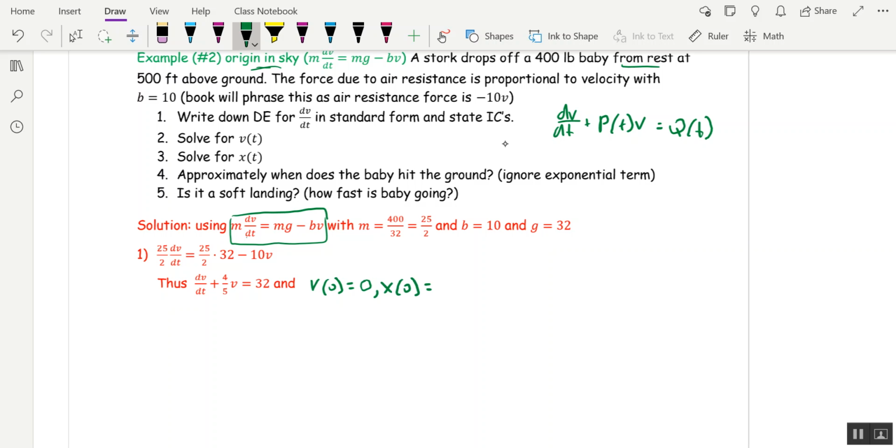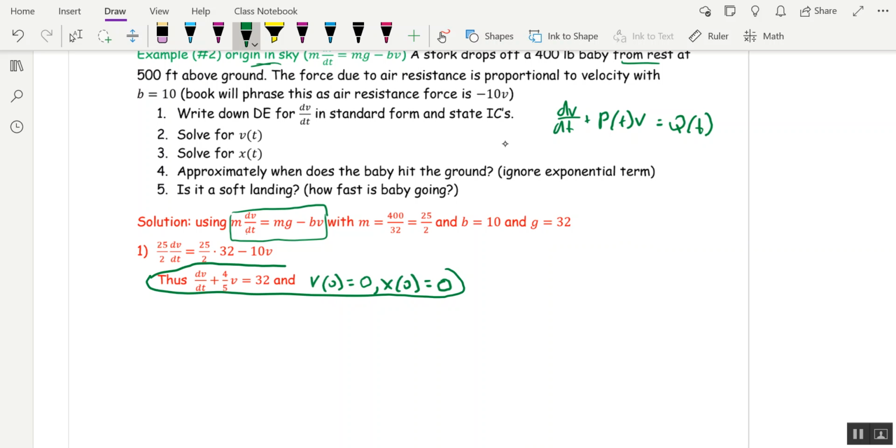X is going to be the position. X of 0 is 0 because we're letting the origin be where the baby's dropped from. I think it's dropping an elephant baby. Okay, so part 2, solve for V of t.